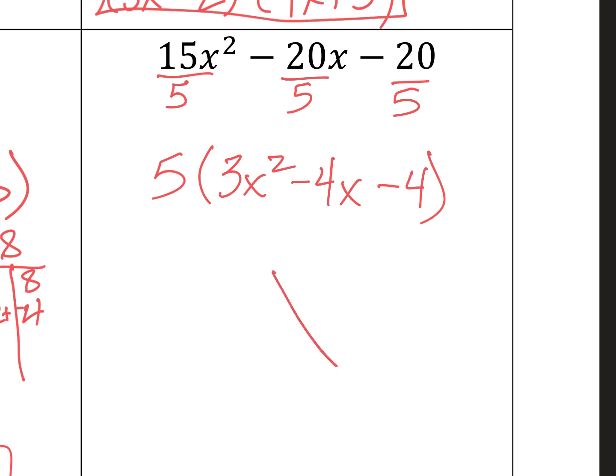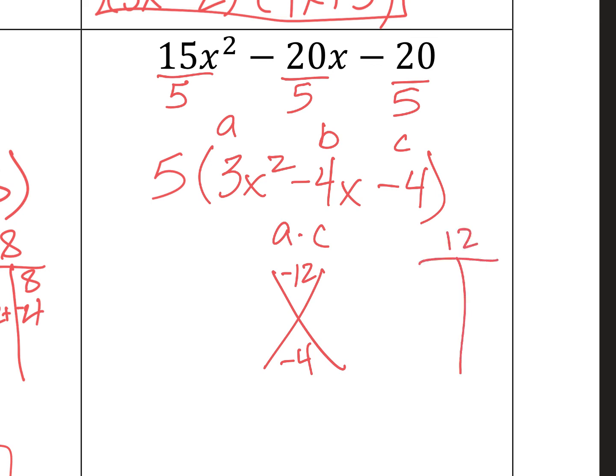Go ahead and make our x puzzle. Make my A, B, and C. So on top is A times C, which is 3 times negative 4. And that's negative 12. That's how we get our top number. Our bottom number ends up being negative 4. Now let's come up with our factors of 12. Factors of 12 are 12 divided by 1, which would be 12. 12 divided by 2, which would be 6. 12 divided by 3, which will be 4.